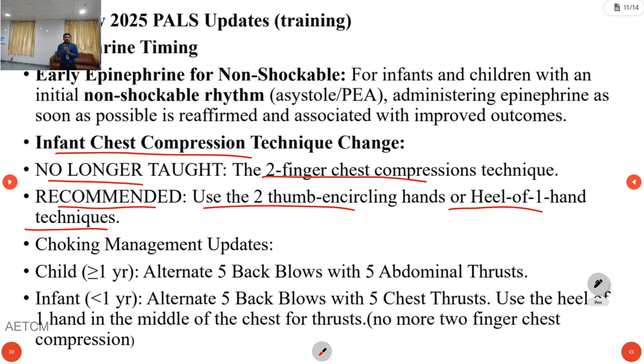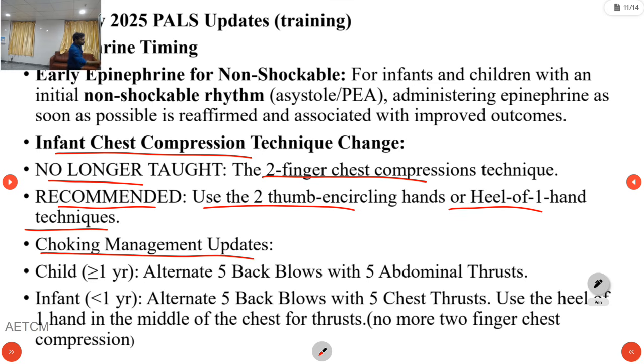With the help of the heel of your hand, in the same position, we can perform high quality chest compressions. So they are recommending the thumb encircling method and the heel of one hand for giving effective chest compressions, and they have removed the 2-finger method for performing chest compressions.